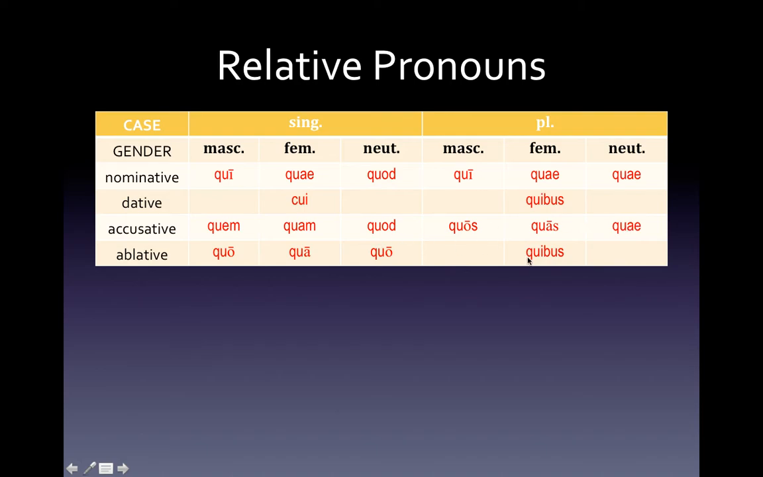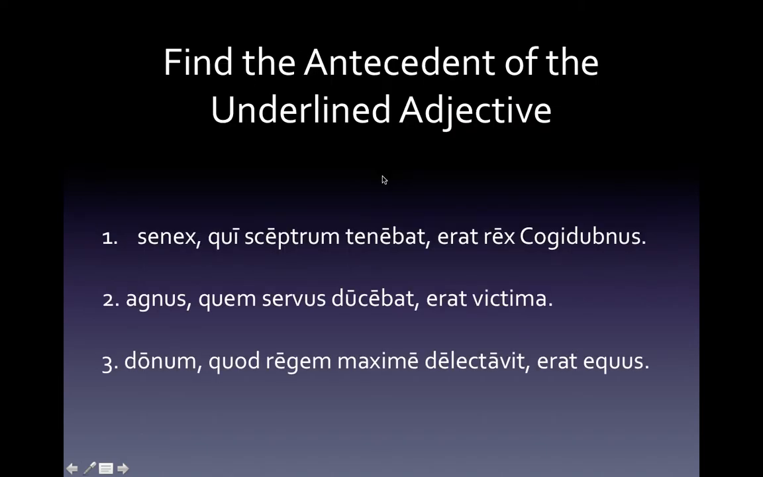Now this can be a little confusing because quod can also mean because. We will talk about how to isolate that. And over here, quam can also mean than. It can mean other things. I think it'll be pretty obvious if you're looking at quod as because versus quod as a relative pronoun. Okay, let's look at some examples.